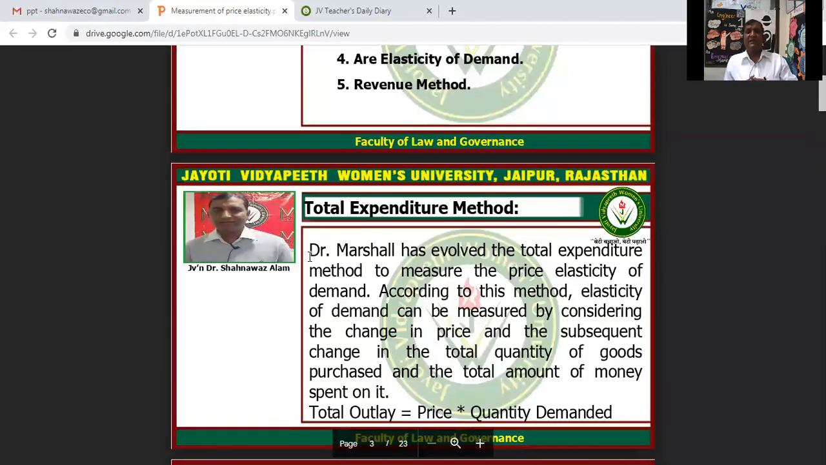Total expenditure method: Dr. Marshall evolved the total expenditure method to measure the price elasticity of demand. According to this method, the elasticity of demand can be measured by considering the change in price and the subsequent change in the total quantity of goods purchased and total amount of money spent. Total outlay equals price into quantity demanded.